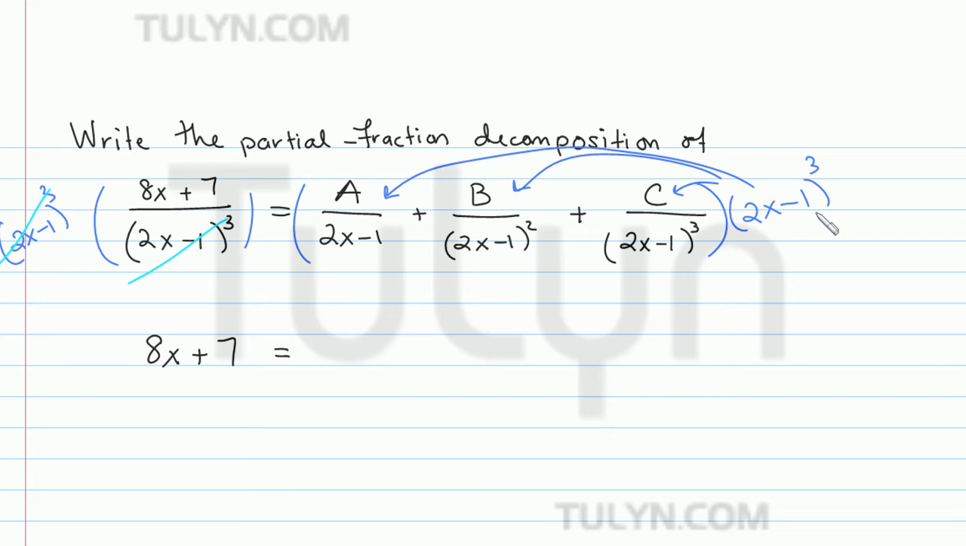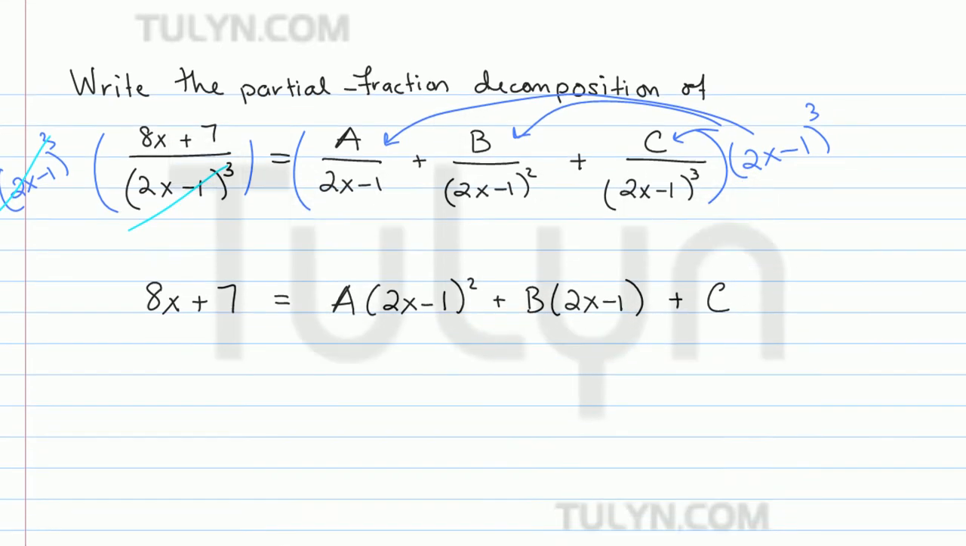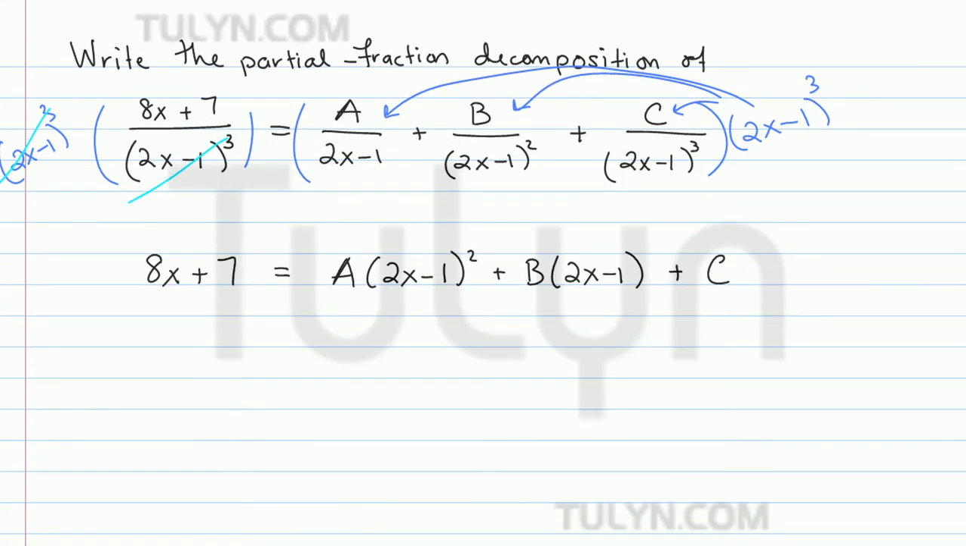In the first term, we're left with A times (2x - 1)^2. For the second term, it's B times (2x - 1). And for the last term, the (2x - 1)^3 cancels out, and we're just left with C. So now we want to set up an equation. We want to simplify the right side of the equation.